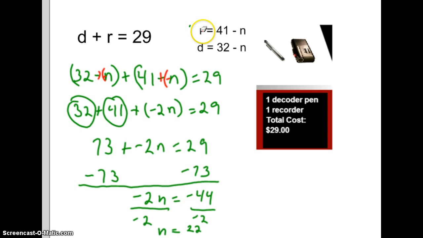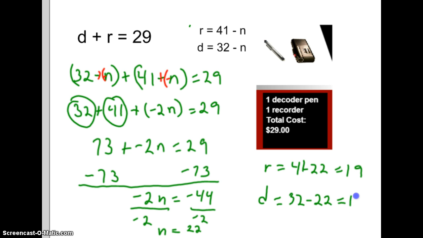Let's take these other two equations and we can solve for R and for D. So for R, if we take 41 minus the 22, and if we take the D, which is equal to 32 minus the 22, we will be able to solve. So 41 minus 22 equals 19. 32 minus 22 equals 10.